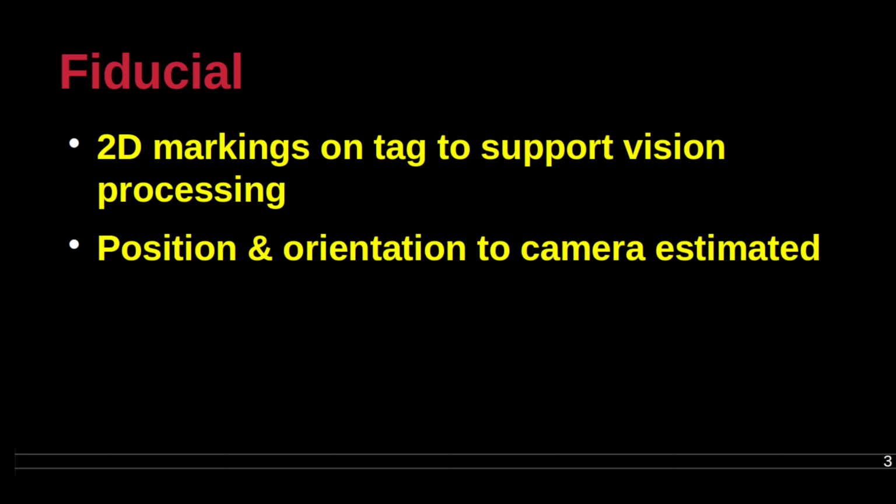An AprilTag has two-dimensional reference markers for points of reference. These markers are commonly referred to as fiducials, which are used for precise measurements related to position and orientation of the image captured by the camera.